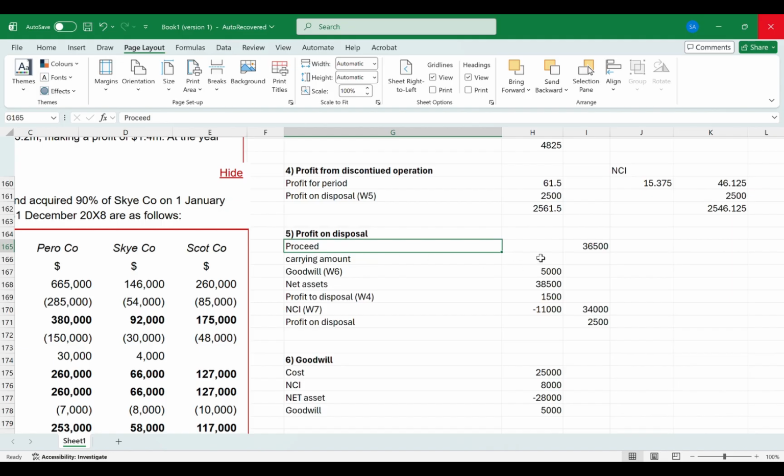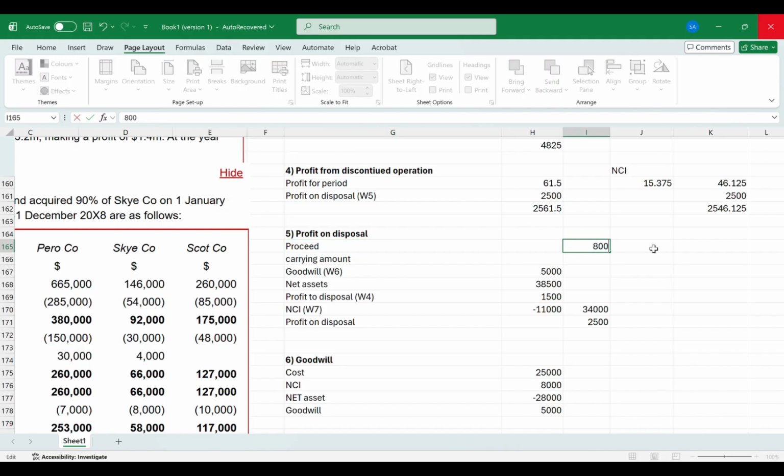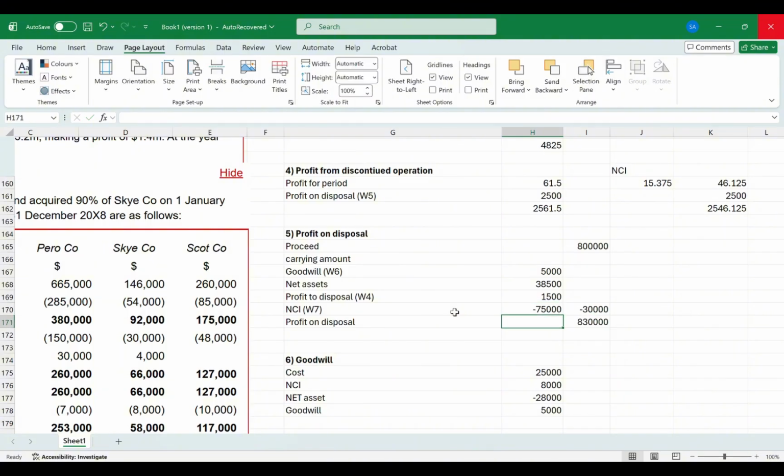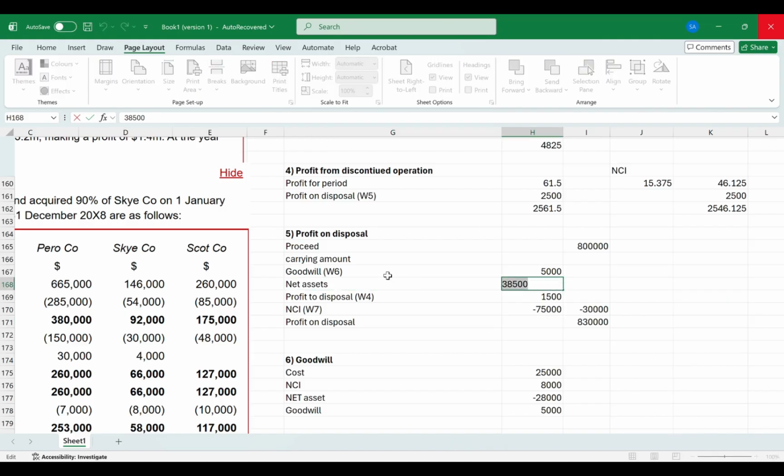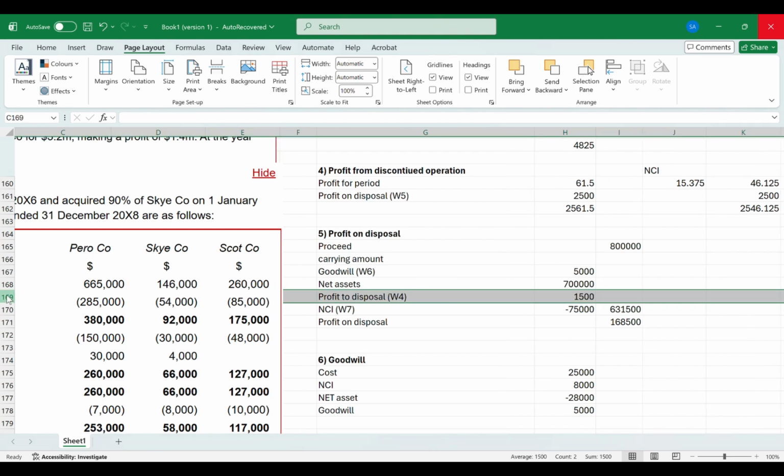So you have sold it for 800,000. Then carrying amount is your goodwill, net asset and NCI. So NCI, they have given you the value already, 75,000. And then net asset, they have given you 700,000. There is no profit here that you have to take. Right? You just take the net asset, NCI and goodwill.